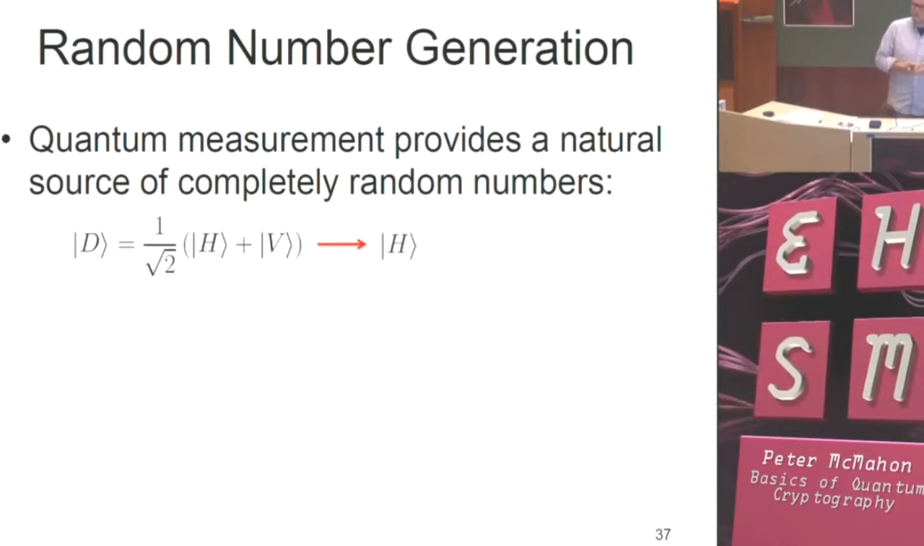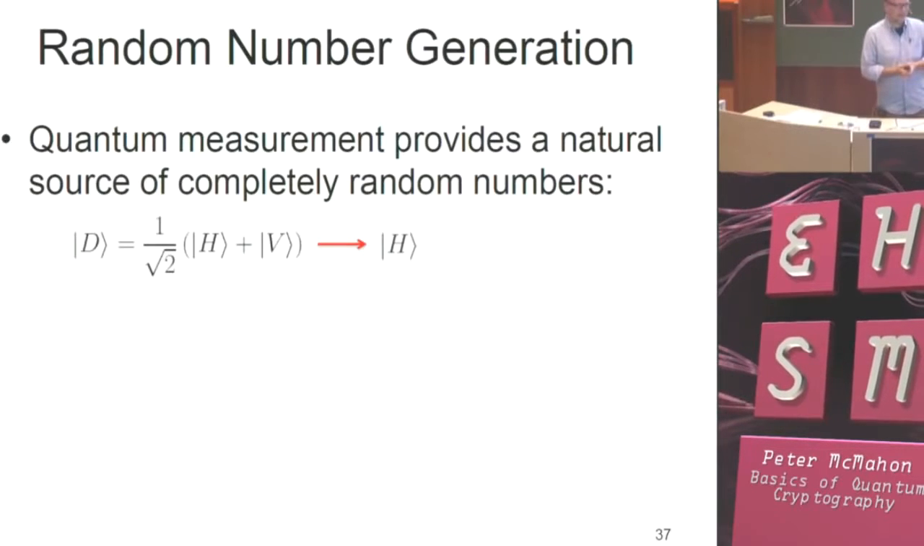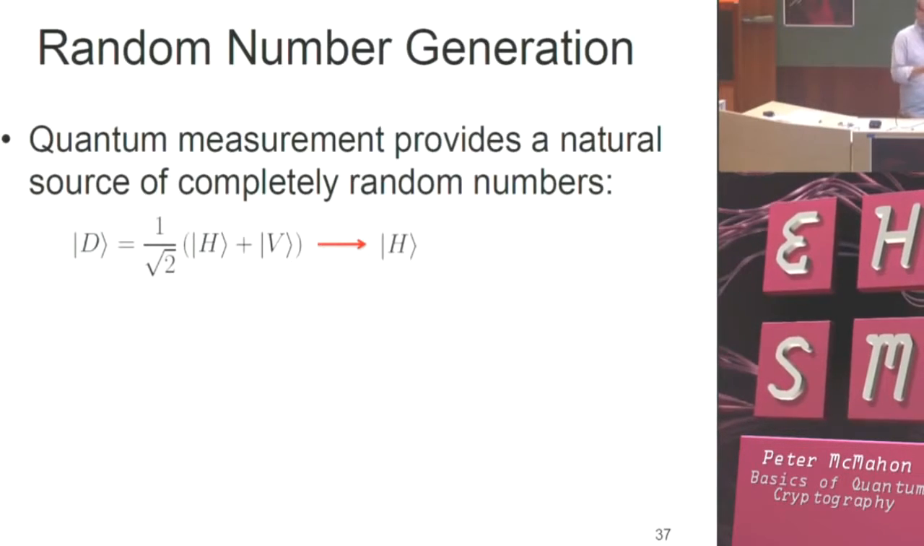A side note of all this is that this provides an interesting way to make random numbers. Let's say you start off with a diagonally polarized photon, and you measure it in the HV basis. You're then going to get the answer that it's horizontally polarized with probability 50% and vertically polarized with probability 50%. Let's say you get the answer H, and it collapses to H. Now you essentially have one binary number, if you think about the answer H or V as being 0 and 1.